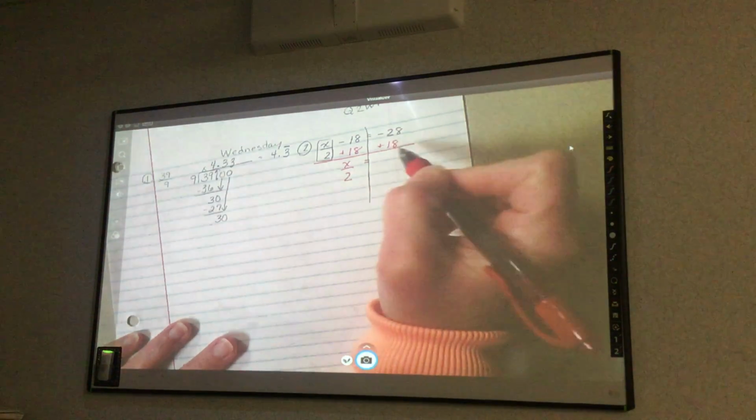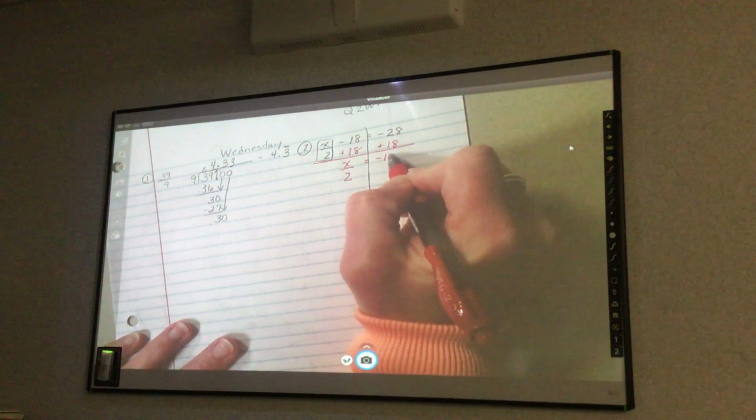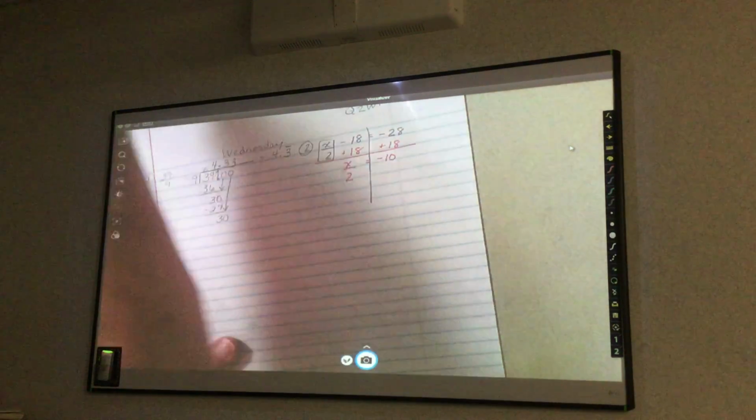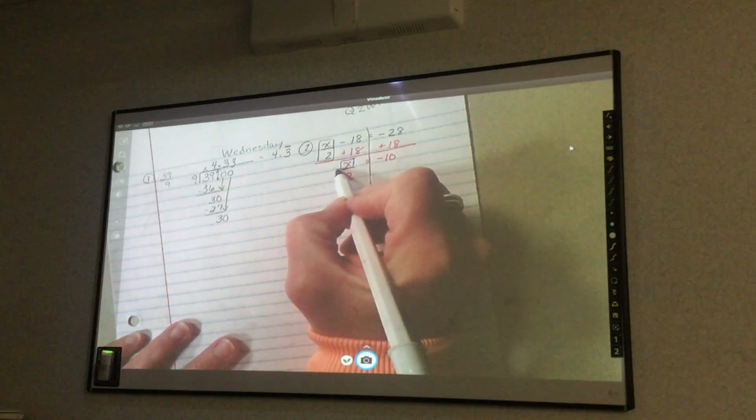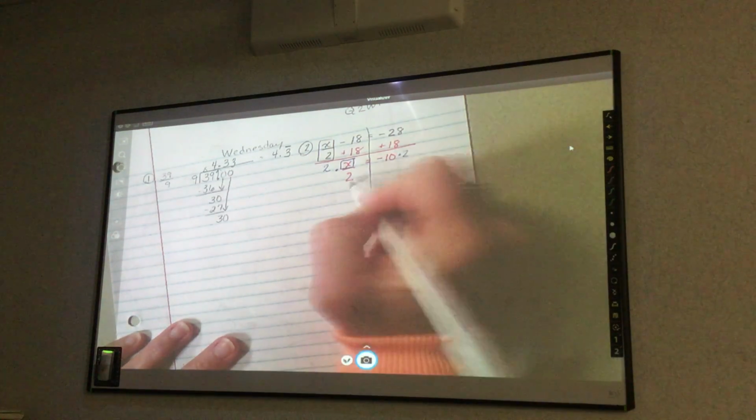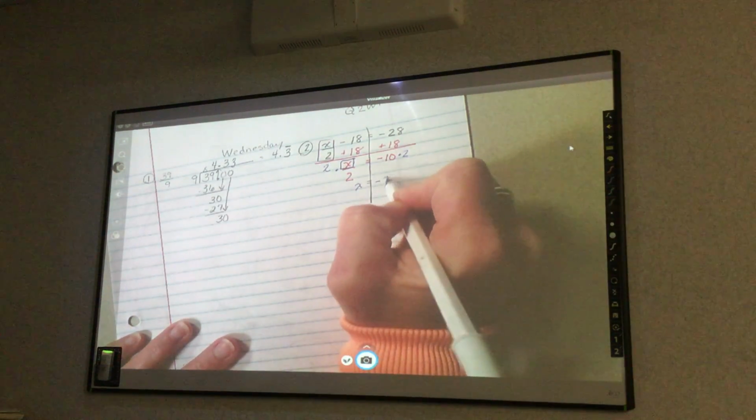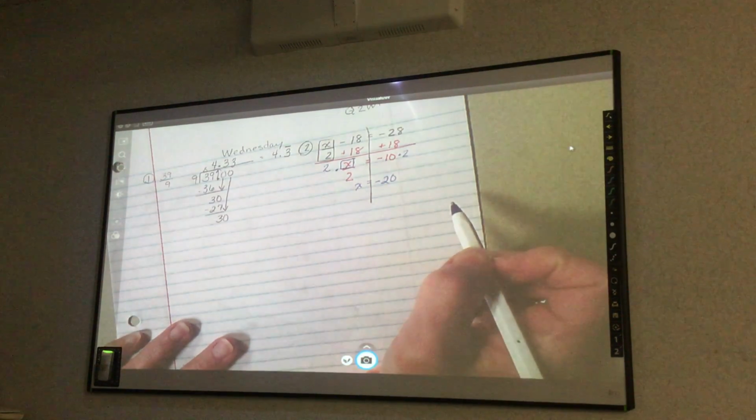A positive and a negative, you subtract? Negative 10. Negative 10 because you keep the sign of the bigger number. If this is dividing by 2, we're going to do the opposite and multiply by 2. Multiply by 2, so x equals a negative 20. How many of you got that one right? Nice.